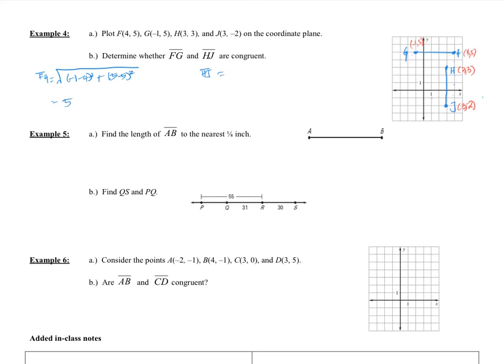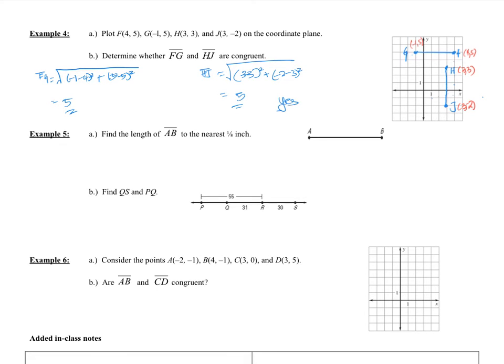And for HJ, take 3 minus 3, square it, plus -2 minus 3, and square it. So here we get 5. So these two segments are congruent.